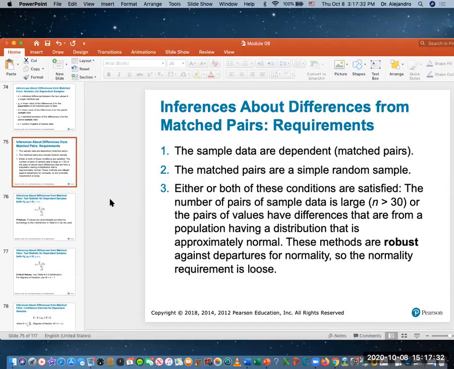Now, always check requirements. The sample data are dependent or matched pairs. The matched pairs are a simple random sample. Either or both of these conditions are satisfied: the number of pairs of sample data is large, more than 30, or the pairs of values have differences that are from a population having a distribution that is approximately normal.